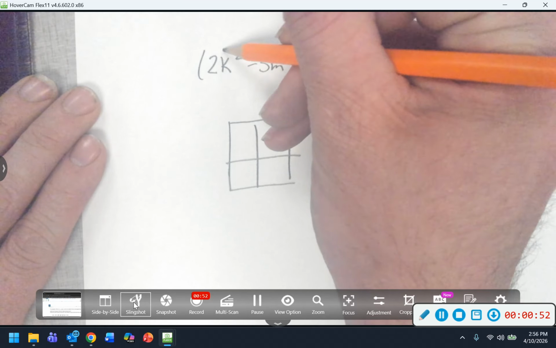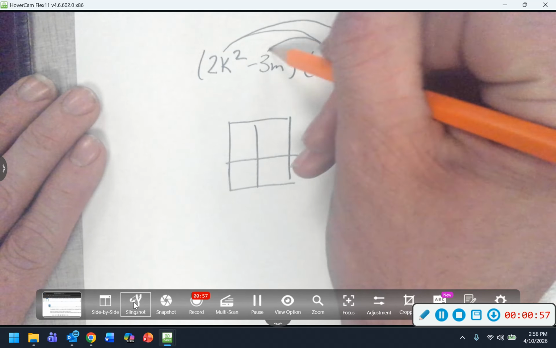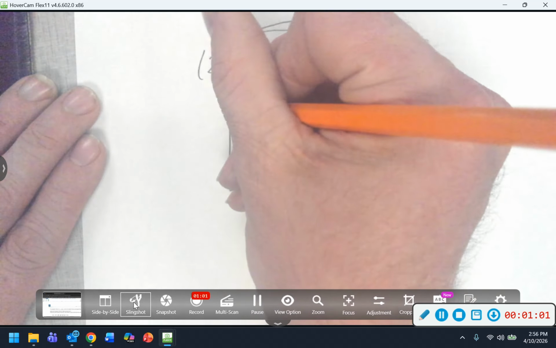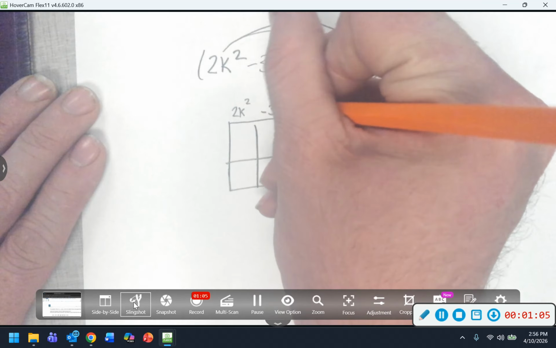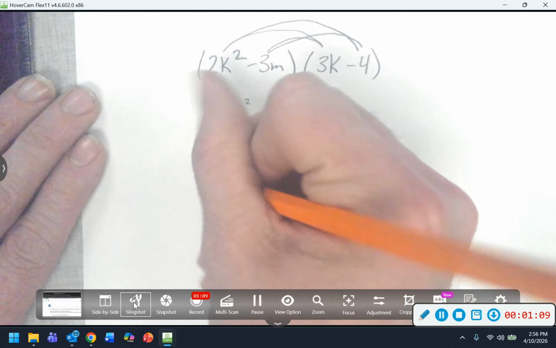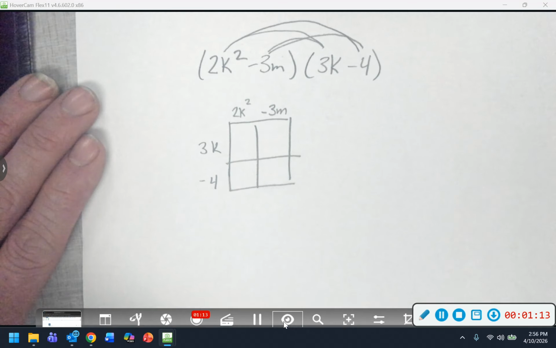Of course, if you like to use FOIL or just advanced distribution as I like to describe it, where I distribute this twice and I distribute this to everything in the other parentheses, that's naturally a very valid method, probably one that your future teachers would prefer you to use. But if it works, there's nothing wrong with it, so you might as well use what works for you.